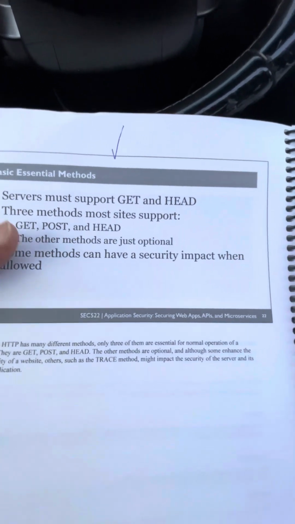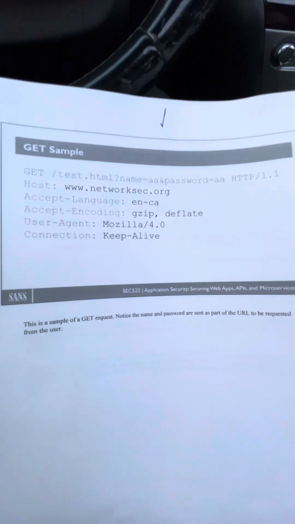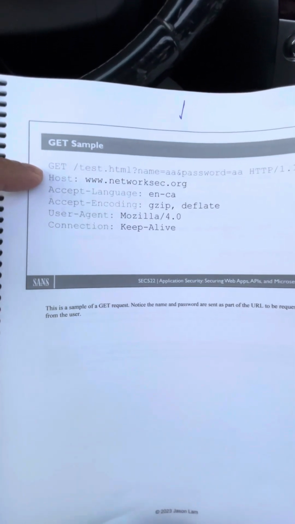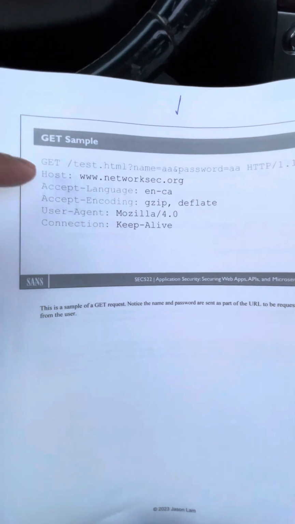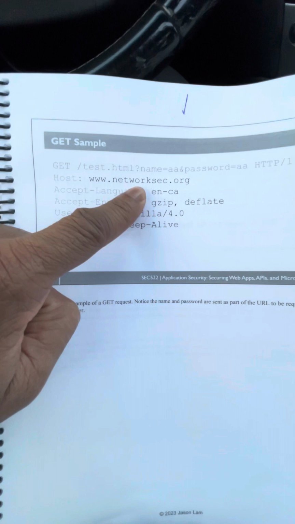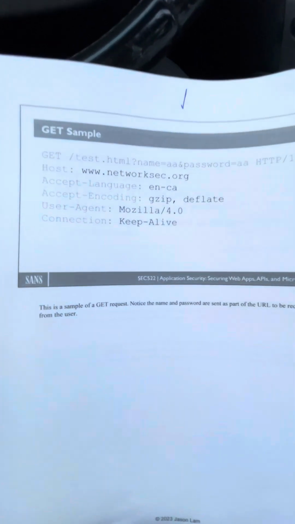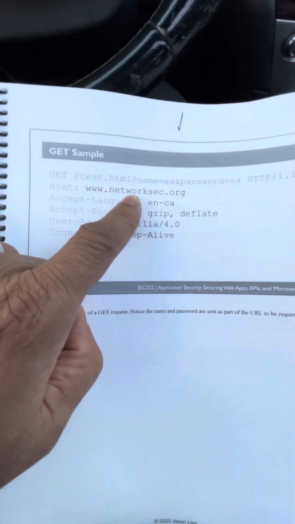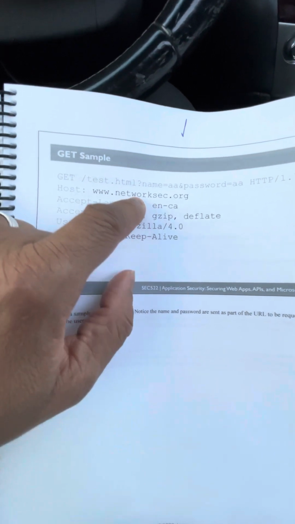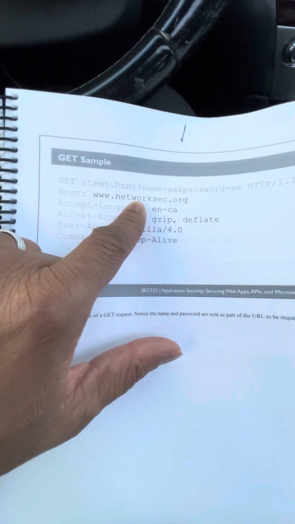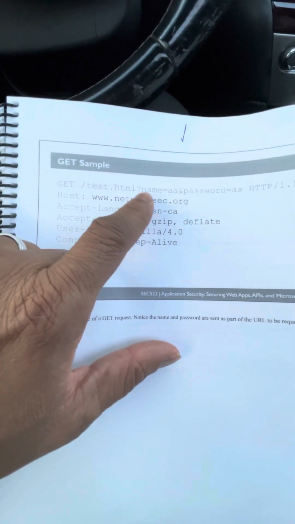Now let's look at a get sample. You've got get, that's the method. Host, this is the web page, or the resource that you're requesting from the web server, and this is what will be returned in the HTTP response.